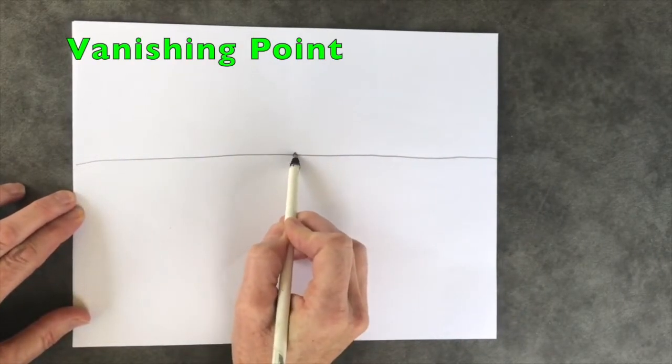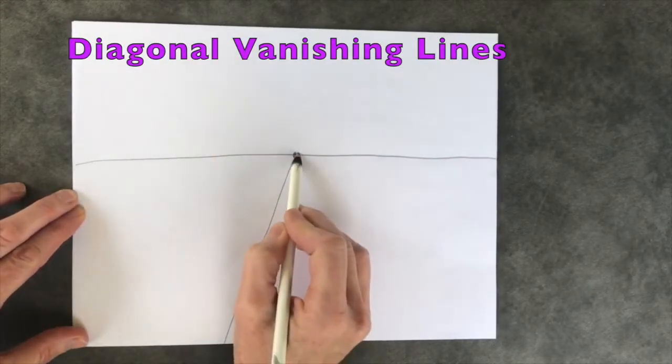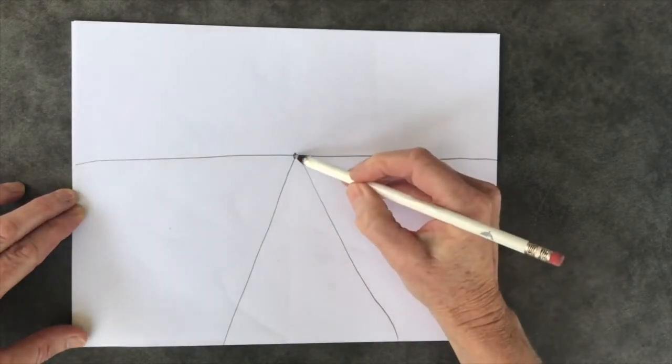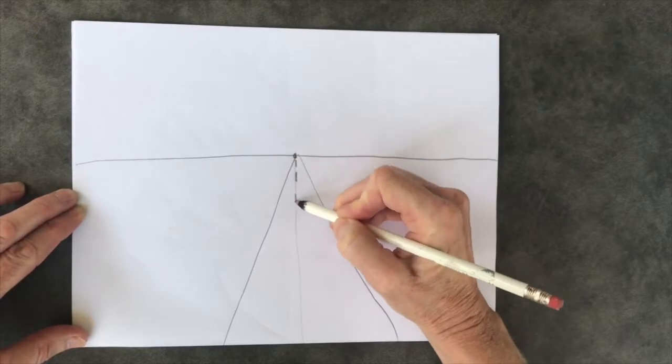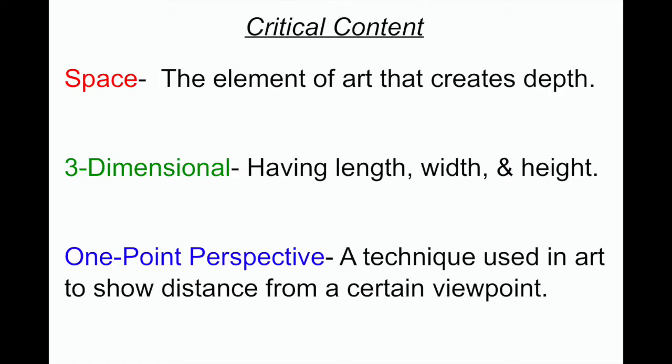You're going to start at the vanishing point and draw 2 diagonal lines. One goes to the left, one goes to the right, and this will create a road. It gives the illusion that the road is getting narrower and narrower as it gets farther and farther away from us. Look at that! You're using the element of art called space, and you're creating depth.